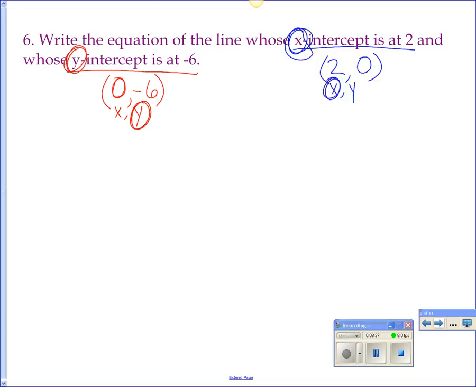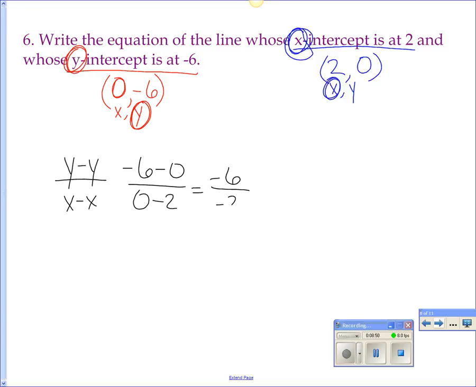All right, I'm going to work it the same way. y minus y over x minus x. Negative 6 minus 0 over 0 minus 2 gives me negative 6 over negative 2, which is 3. Always put an m with that because it's your slope. You don't want to lose track of what's going on. So m is 3. So now I'm going to do y equals mx plus b, and I just need 1 point. So I'm going to use 2, 0.